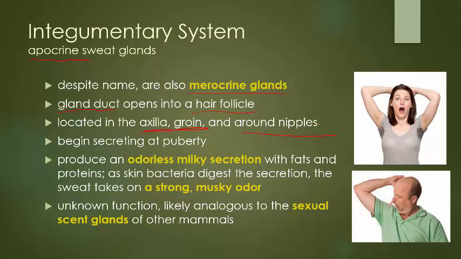Now, no function has ever been ascribed to the secretions of the apocrine sweat glands, but they are likely analogous to the scent glands of other mammals, especially the scent glands that relate to sexual receptiveness and timing of the estrous cycle, that sort of thing. Okay, so the apocrine sweat glands, again, odorless, but they do become stinky. These secretions, as the bacteria on our skin go to town, eating, digesting the materials in the apocrine sweat and making them stinky.